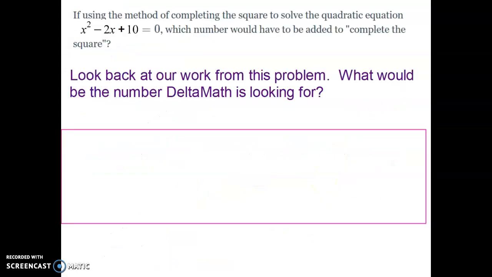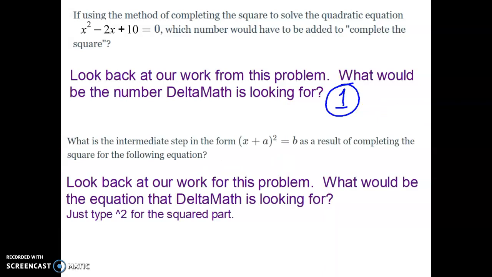Okay, let's look at the questions you guys are going to be asked in Delta Math. We practiced this yesterday. So the first one, if using the method of completing the square to solve the quadratic equation, which number would I have to add in order to complete the square? Okay, so look back at our work. What number did we add on both sides? That's the number that Delta Math is looking for here. And if you look at the number we put in the blank, that number was 1. So the answer to this question is 1. That is the number that we're going to add to both sides.